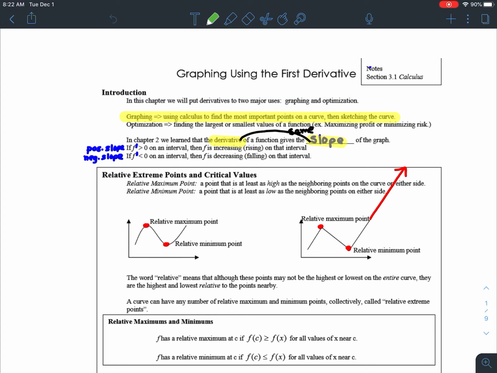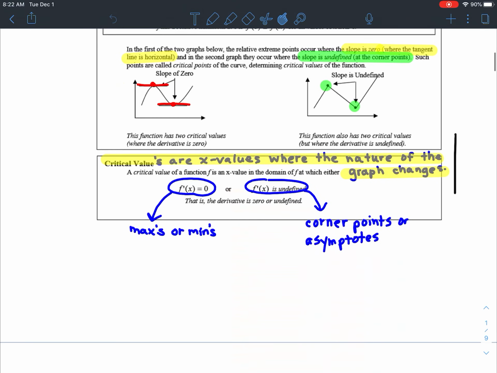Okay, we had started the notes for section 3.1 where we were starting to take a look at how to actually graph functions by hand. And we had kind of discussed this idea of what critical values are. We said critical values are these really, really important places on the graph where the x value causes the nature of the graph to change.